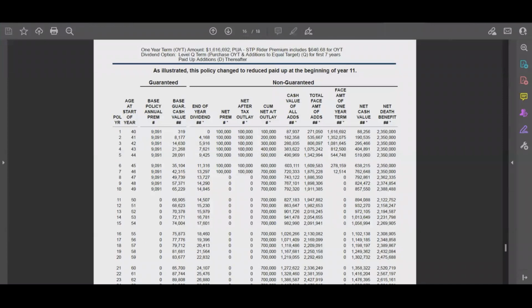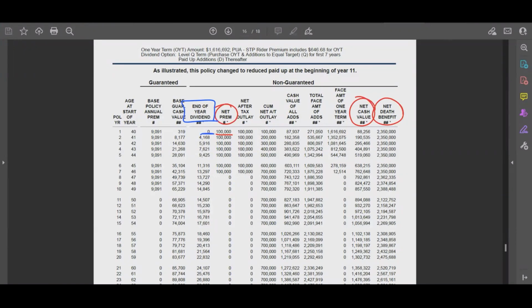So what do we see here? Well, first we see $100,000 go into the policy in the first year. You'll see that under the net premium column, 100K in. Here's my cash value. Here's my net death benefit. But here's my end of year dividend column. Let's circle that in blue. What do you notice here in the first year?